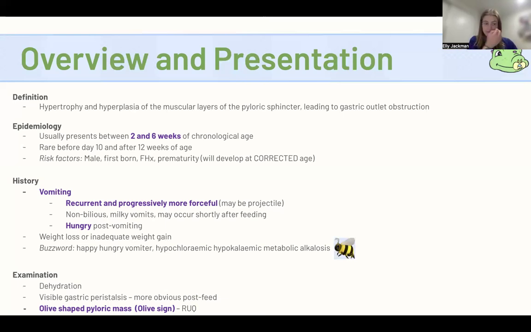On an abdominal exam, you can assess for visible gastric peristalsis, and this will be more obvious post a feed. You can also assess for an olive-shaped pyloric mass, which is known as the olive sign. So this will be located in the right upper quadrant and is usually best felt from the infant's left side, when the infant is settled and supine. But the important thing to note is that the visible peristalsis and the olive sign can be hard to appreciate and might not always be there if the child has pyloric stenosis. So the absence of these signs shouldn't rule out this diagnosis.